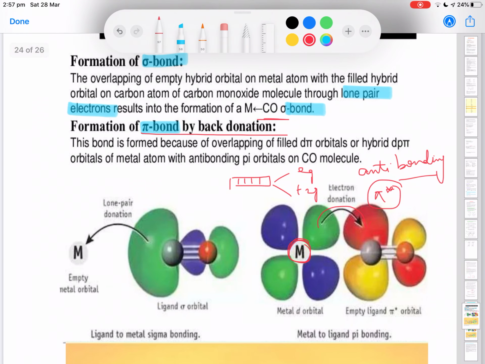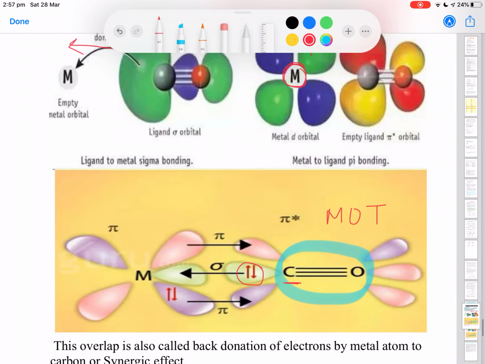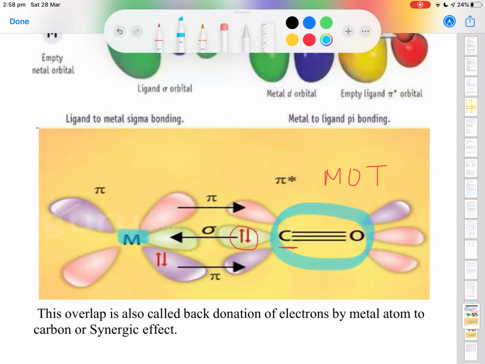Sigma bonding is the usual bonding from the ligand towards the metal atom, of course, into the empty d orbital of the metal atom, whereas the pi bonding is from the metal to the anti-bonding orbital of the carbon monoxide molecule, which is acting as a ligand. So here we have clearly mentioned, see here in this figure, that the metal atom donates the electrons to the anti-bonding orbital of the carbon atom. Okay, so that results in pi bonding and sigma bonding. I have already explained this before.